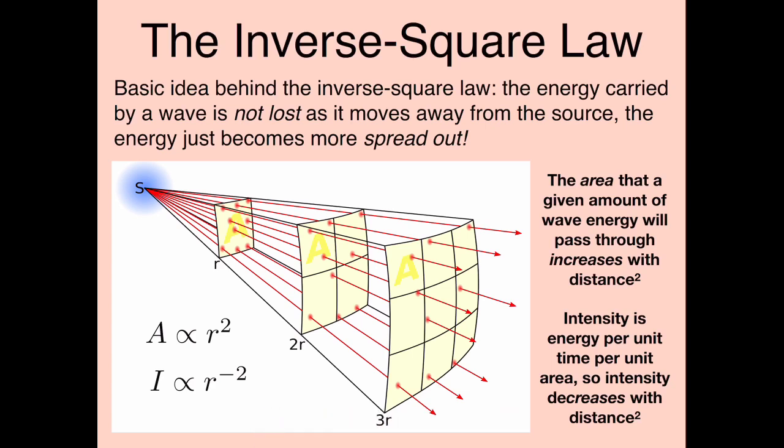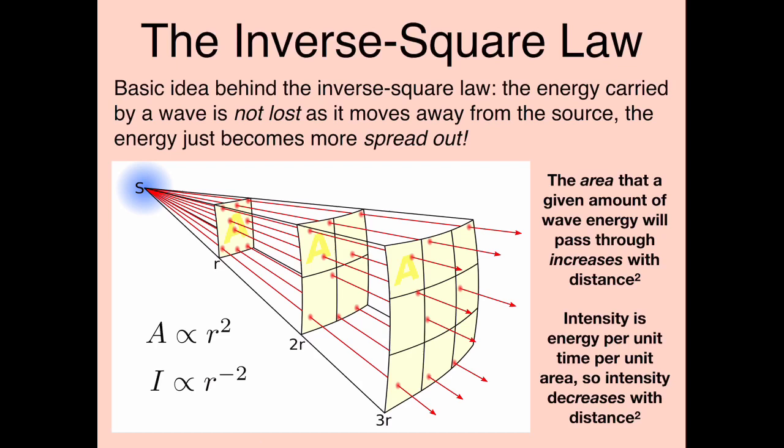So if we start by looking at a distance that we'll call r away from the source, then those rays will be moving through a certain area, which we'll call A. And then if we imagine increasing the distance by a factor of 2, so now we're a distance of 2r away from the source, well, now those rays are moving through a bigger area. And in fact, the area is increased by a factor of 4. We can fit 4 of those original areas into this new larger area.